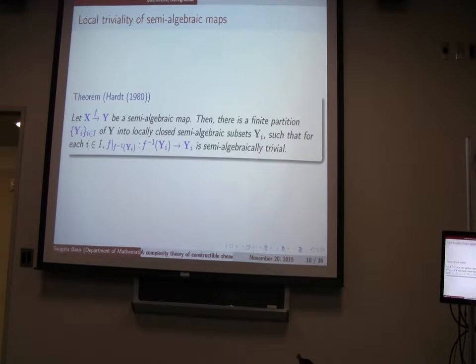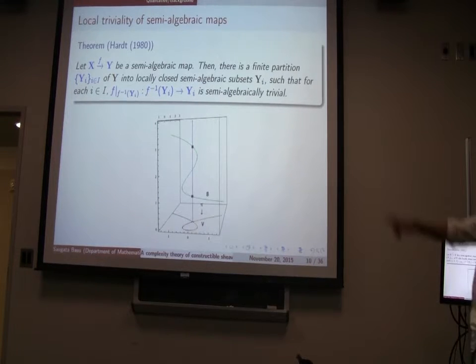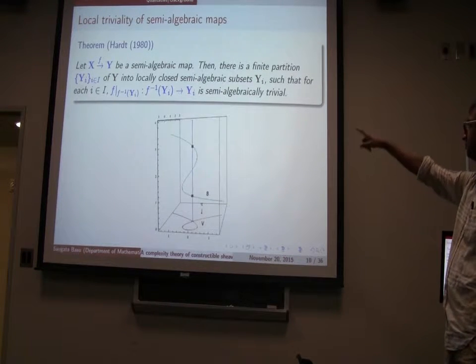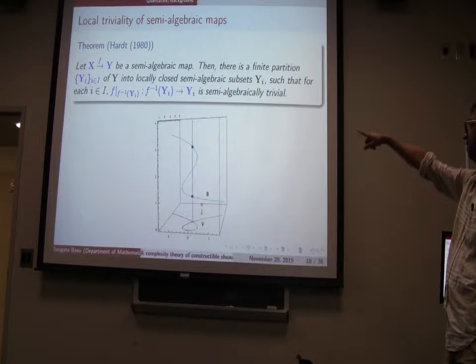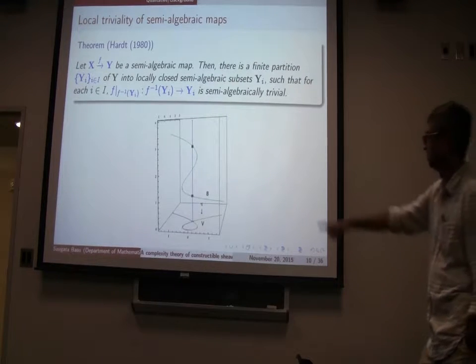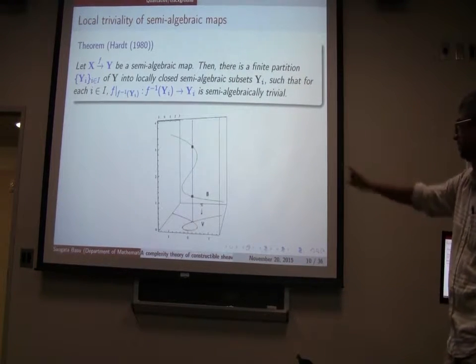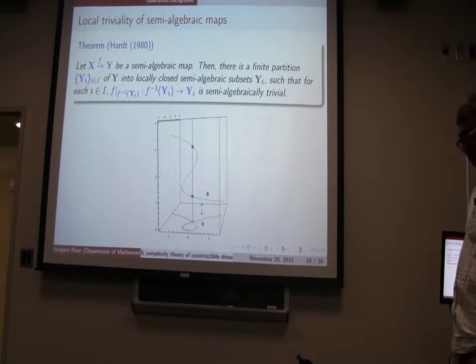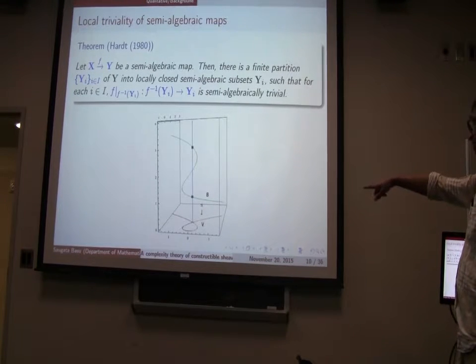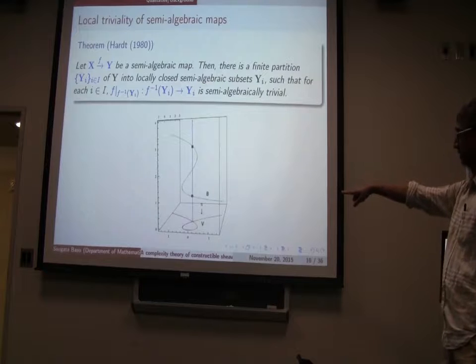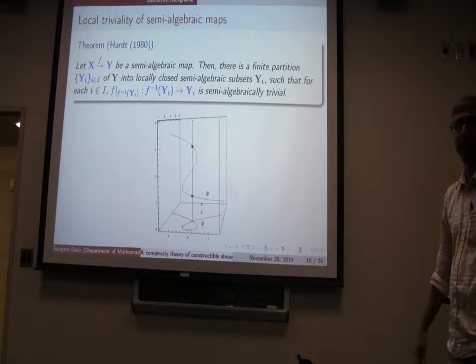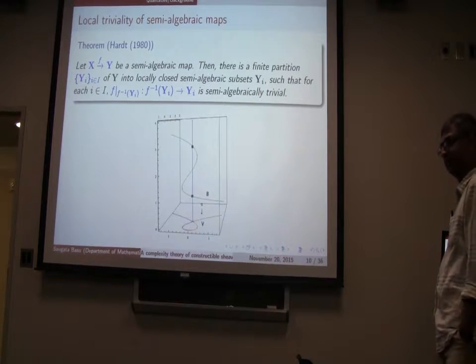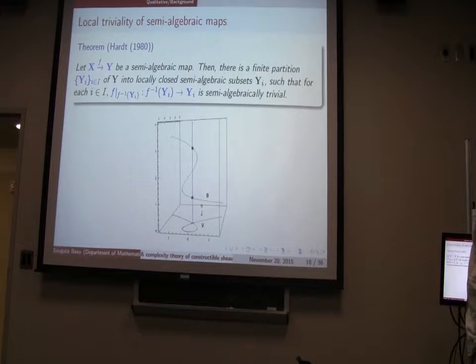So here's a stupid picture of this. If your map is a projection from the green to, well, it's two colors, I don't know why, but to the base, then a semi-algebraic partition of the base would be the singular point and the complement of it. And over each one of them it is trivial.